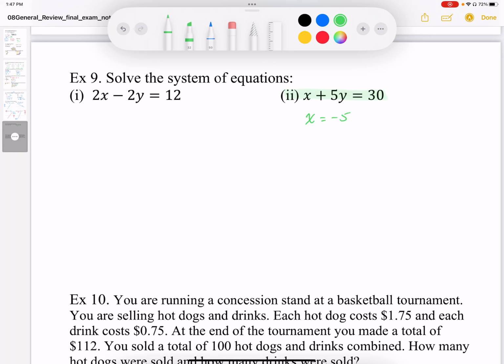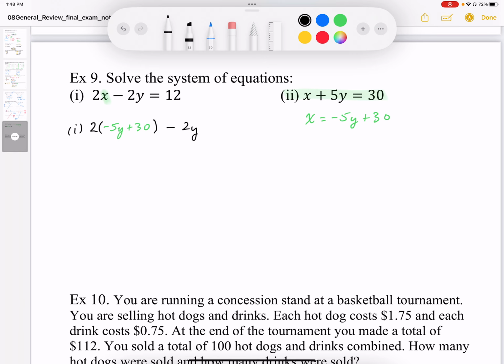So I'm going to subtract 5y from both sides. And then I'm going to use the x in equation 2 to replace the x in equation 1. So my equation 1 is now going to look like this. Two times x. Well, x I'm going to replace with 5y plus 30. They are the same thing. They're equivalent.